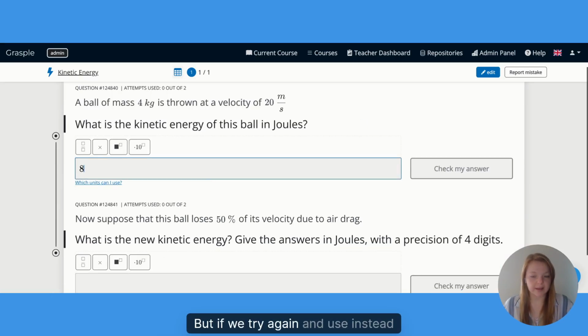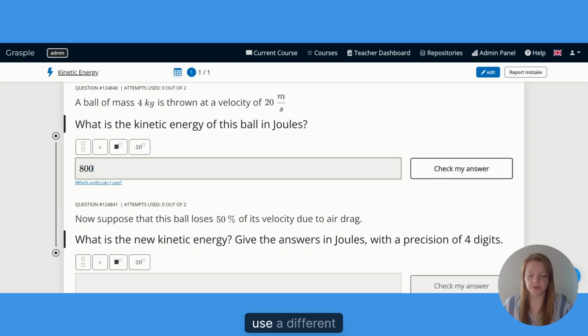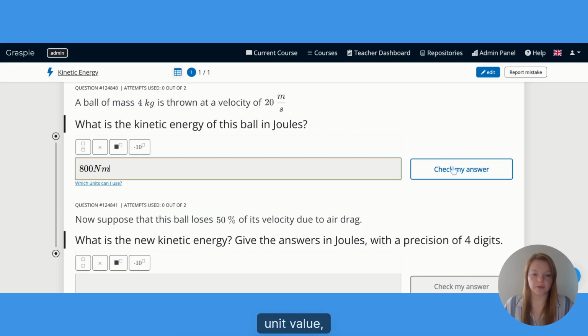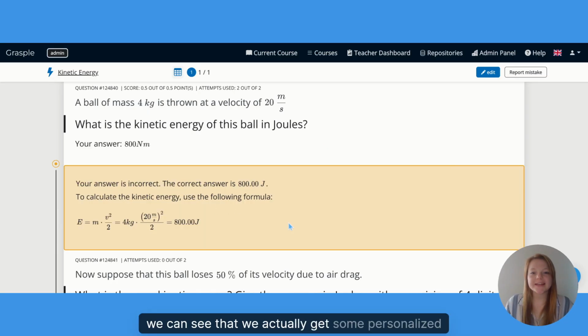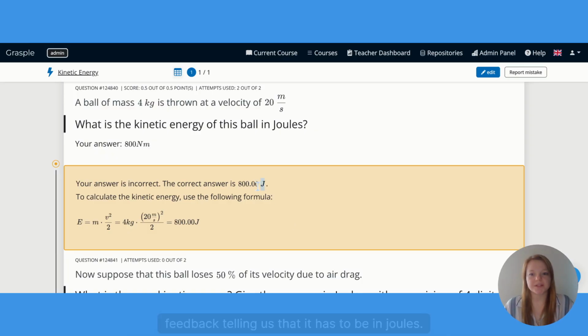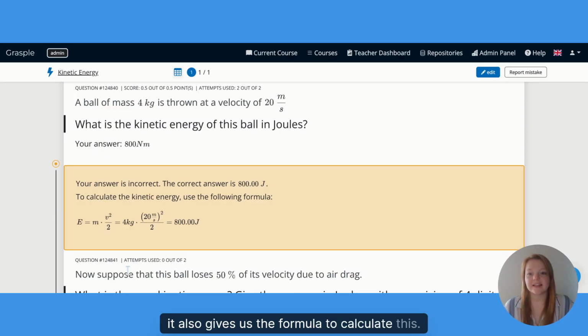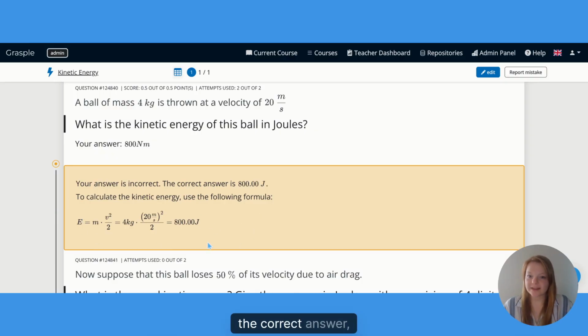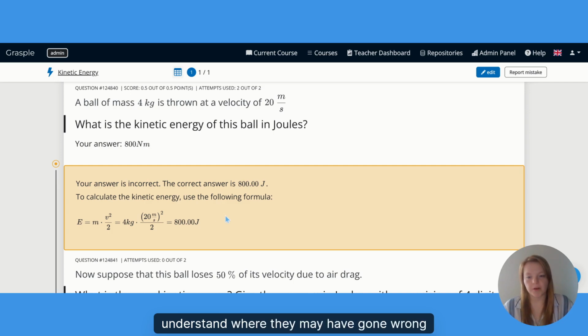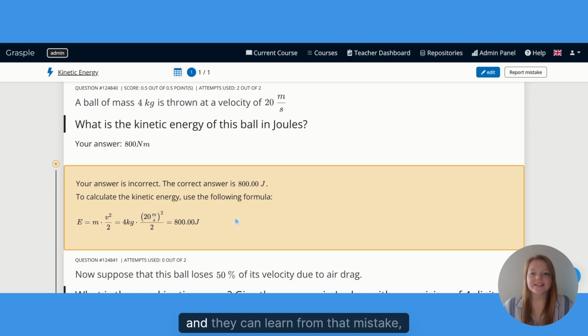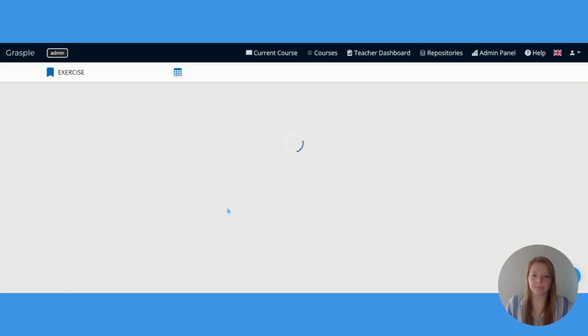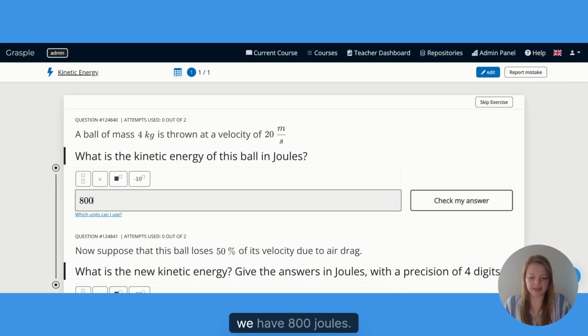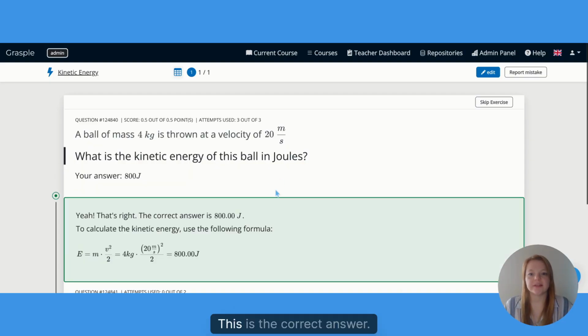But if we try again and use a different unit value, we can see that we actually get some personalized feedback telling us that it has to be in joules. It also gives us the formula to calculate this. So the idea is that students can see the correct answer, understand where they may have gone wrong in their attempt, and they can learn from that mistake and improve their score going forward. So, as we already established, we have 800 joules. This is the correct answer.